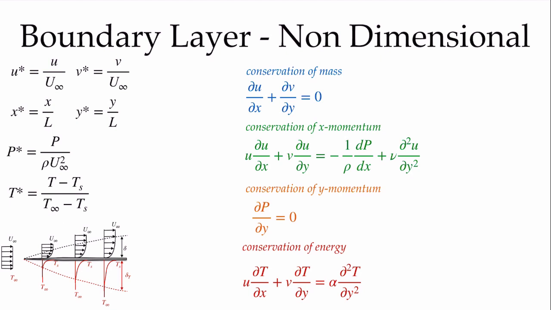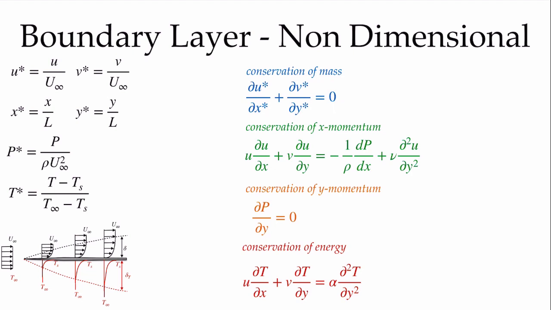So when I non-dimensionalize the conservation of mass equation, it stays exactly the same. Of course, I get a u infinity coming out from non-dimensionalizing u, and I get an L from non-dimensionalizing x, similarly from v and w, but I can divide those out by the zero, so the equation is unchanged.